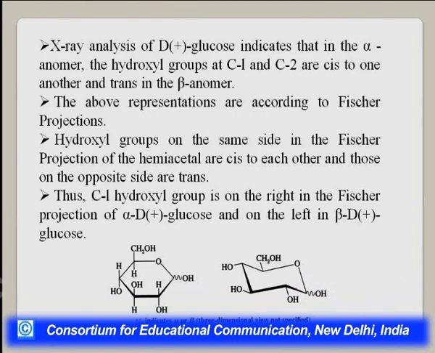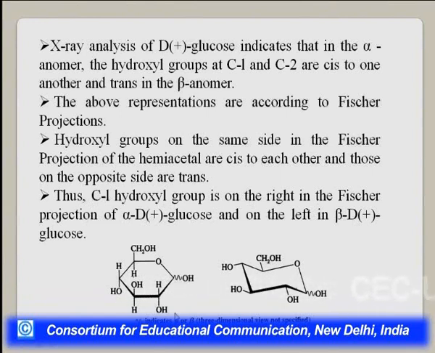X-ray analysis of D-glucose indicates that in the alpha anomer, the hydroxyl groups at C1 and C2 are cis to one another and trans in the beta anomer. The above representations are according to Fischer projections. Hydroxyl groups on the same side in the Fischer projection of the hemiacetal are cis to each other, and those on opposite sides are trans. We can represent it this way also. The C1 hydroxyl group is on the right in the Fischer projection of alpha D glucose and on the left in beta D glucose. We can represent it like this also by this curved arrow.